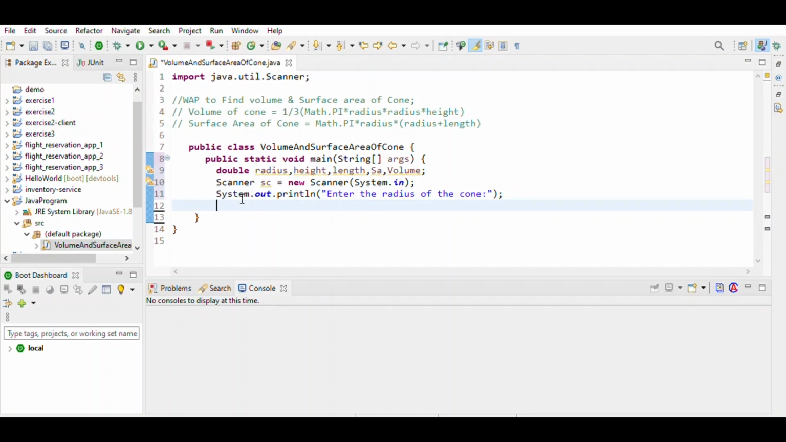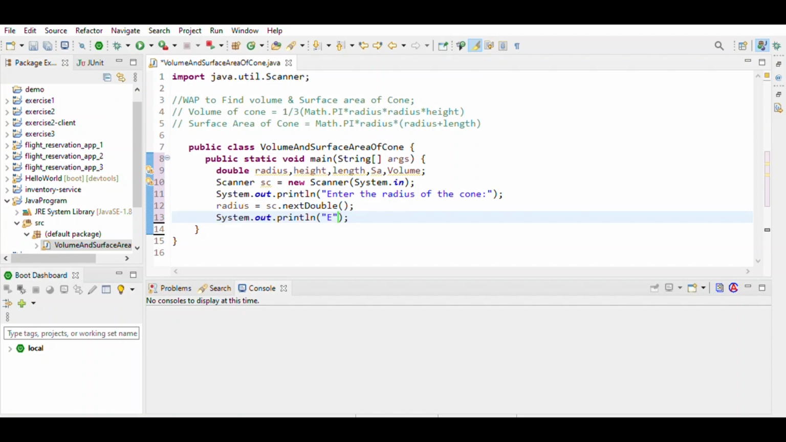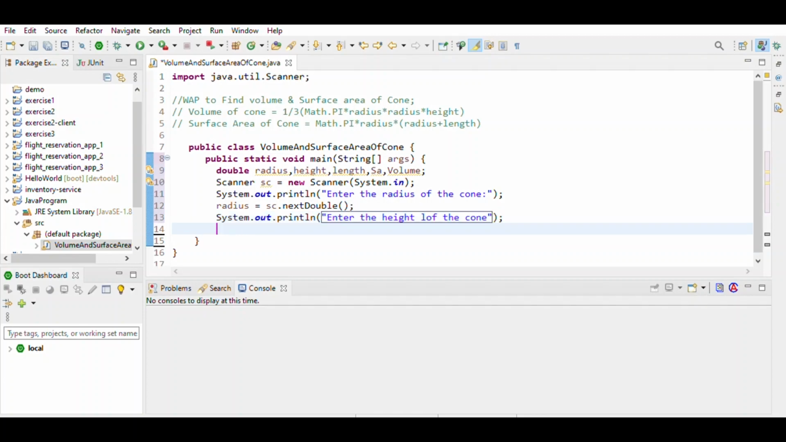This line of code defines what radius we enter. Radius = sc.nextDouble(). Then enter the height of the cone. This code defines what height we enter.